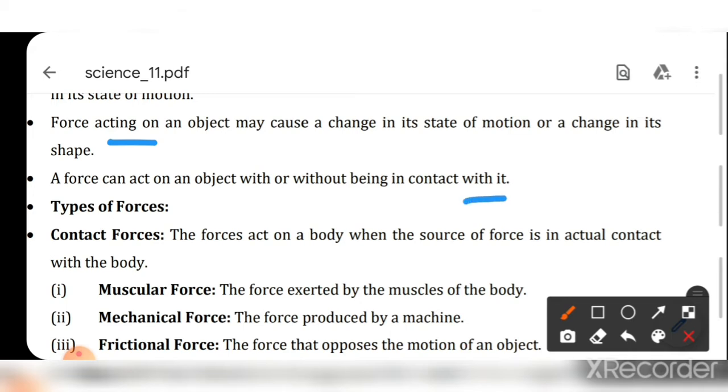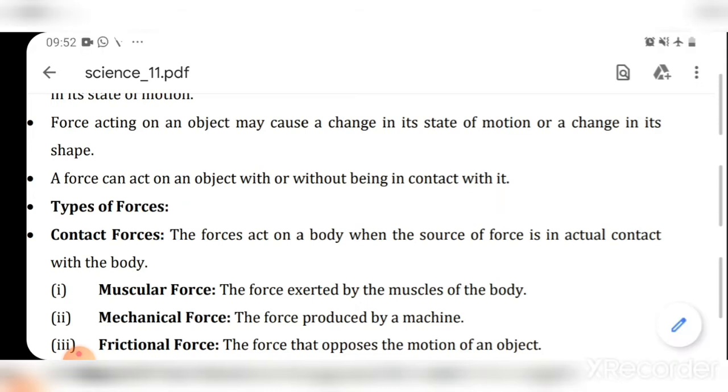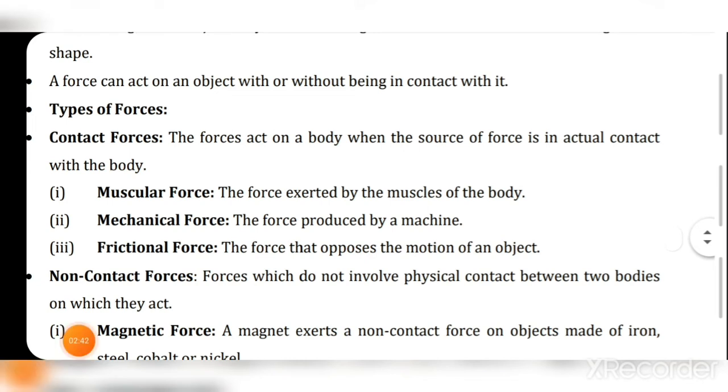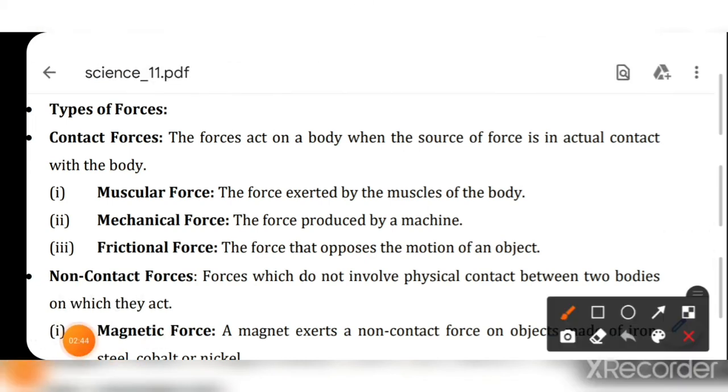Generally there are two types of force. First is the contact force and another is the non-contact force. Some forces can act without being in contact. Contact forces have some branches. The force acts on a body when the source of force is in actual contact with the body. In contact force, when the force acts, it is in contact with the body of the object.